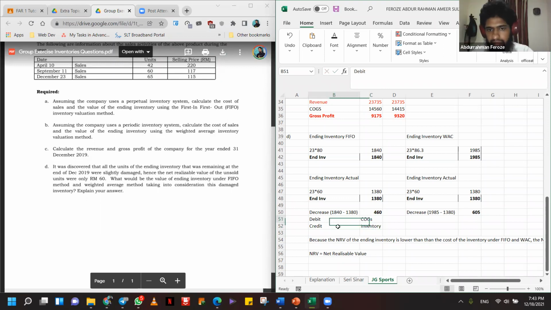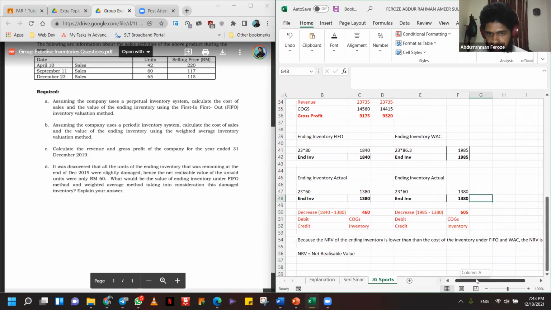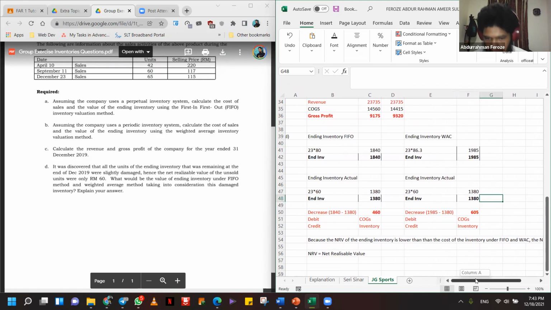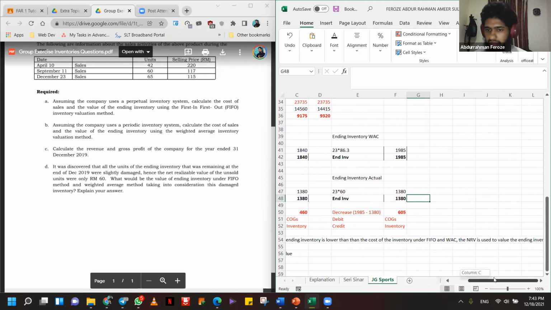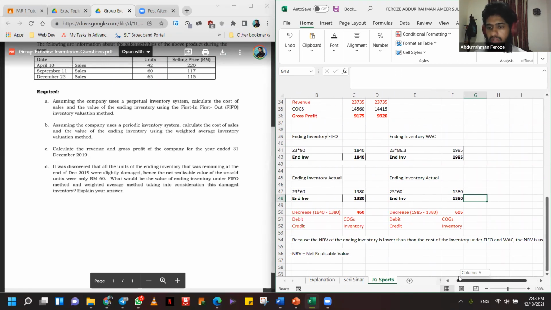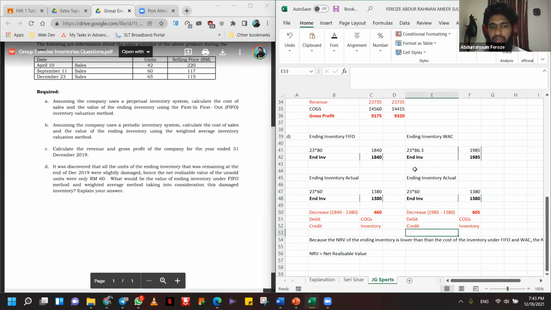So under both ways, this is basically the answer that they're looking for, question D. The explanation is because the NRV of the inventory is lower than the cost of the inventory under FIFO and WAC, then NRV is used to value the ending inventory. Right? So is that clear? Is everything clear regarding this question?